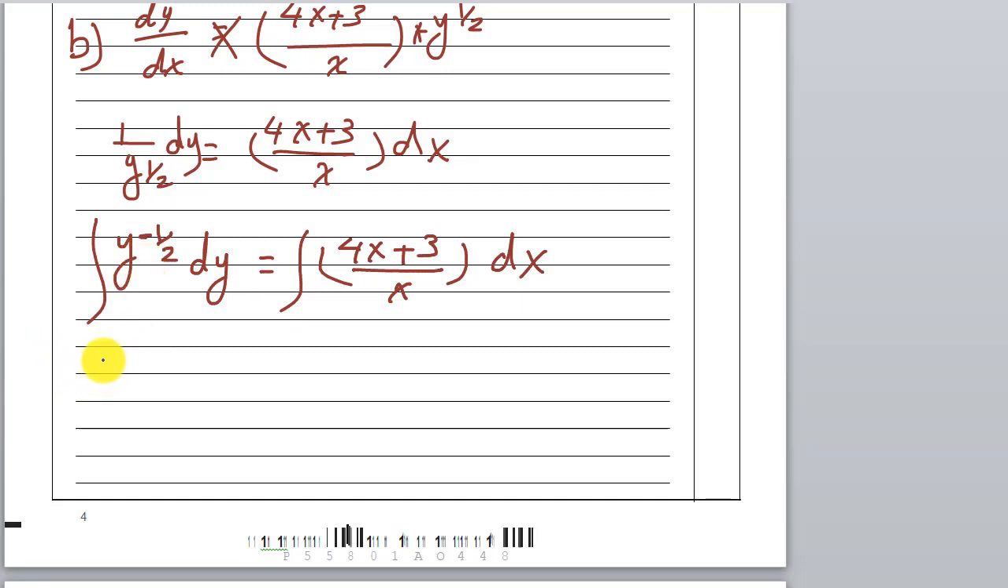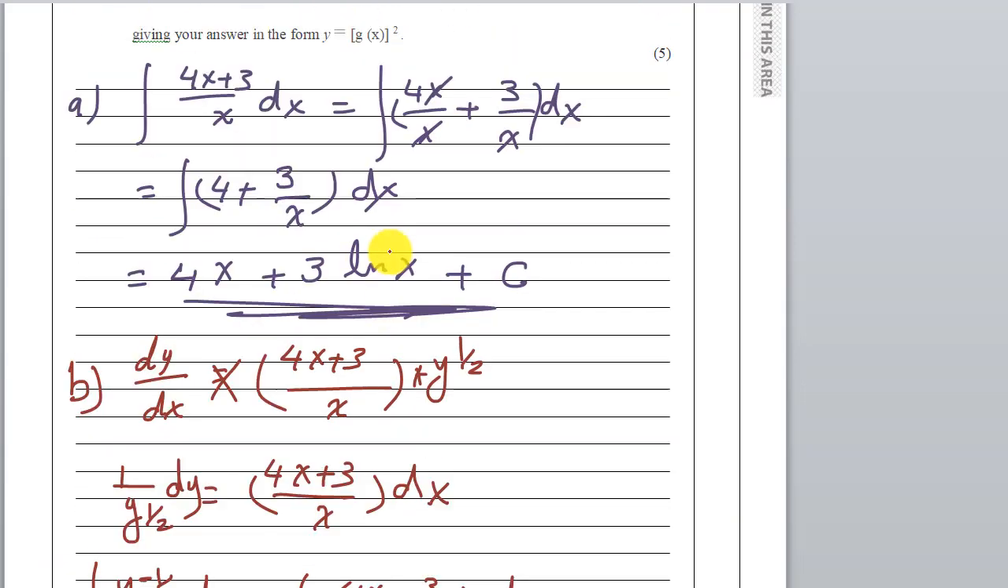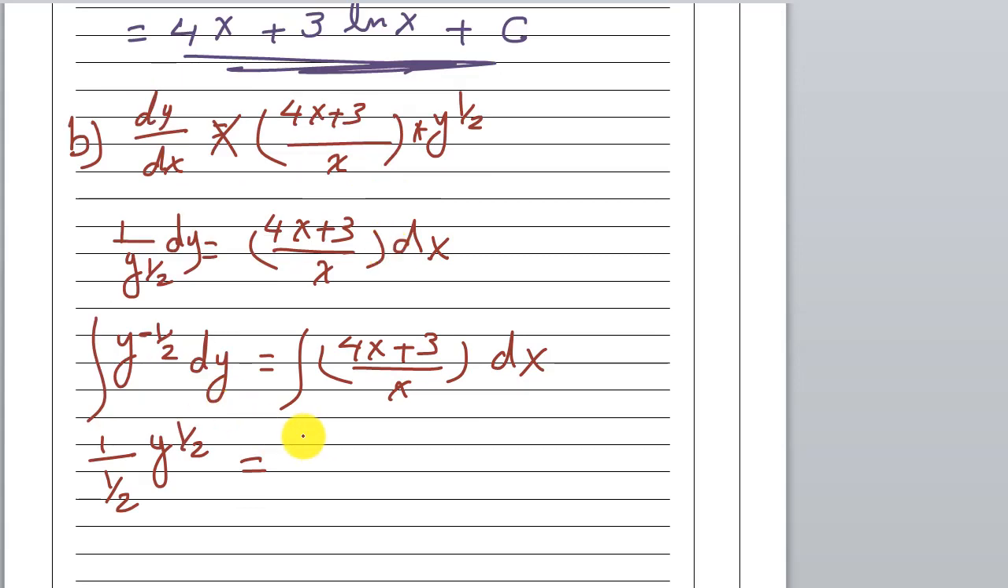So the integration of this one is 1 over half y to the power half, because minus half plus 1 is equal to half. 1 over half equal to, this part we already calculated from here, 4x plus 3 ln x plus c.